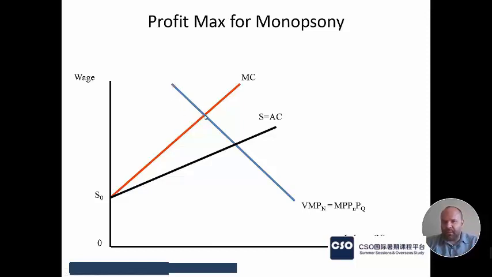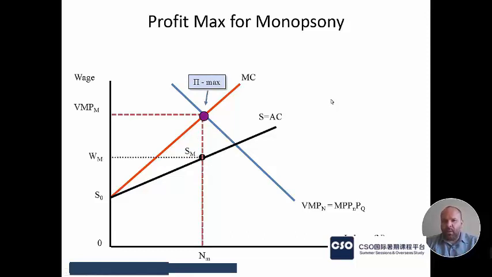And so the optimum point would be right here, where the marginal cost is equal to the value of marginal product. Okay, and now the wage that they would have to pay is obtained by going down to the supply curve, which tells us labor supply given different wages, what we need. So the monopsonist would have to pay WM, and it would want to hire MN workers. So that would be the profit maximizing condition for a monopsony.